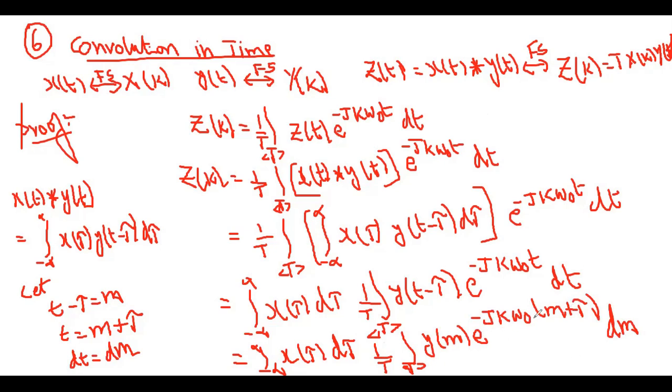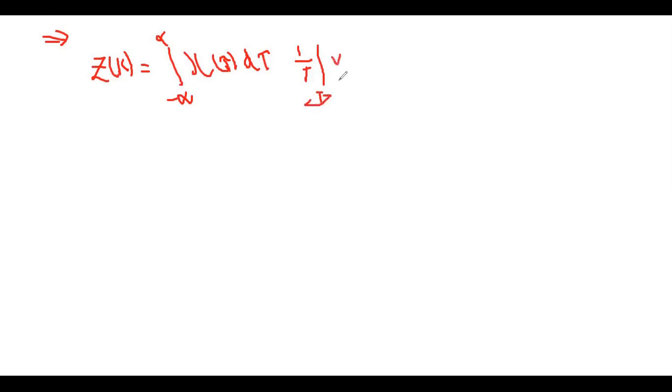Now, split this exponential into two parts. That is equal to, Z of k is equal to, there's a continuation here, my dear students, the integral from minus infinity to infinity of x of tau d tau. Okay. Now in the second integral, 1 by T, the integral over T, y of m. Now the exponential e power minus j k omega naught m function is there. Another one is e power minus j k omega naught tau, dm.